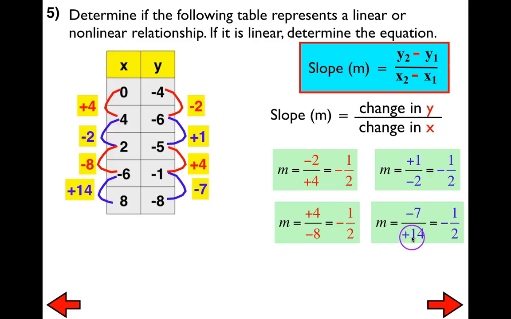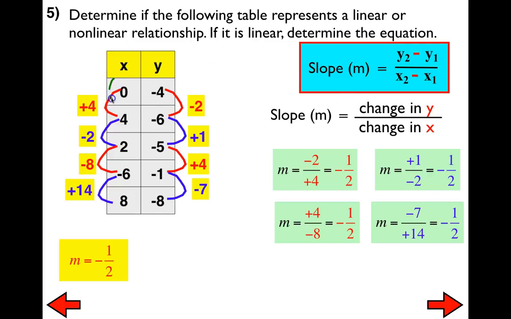So guess what? This one is linear. Why? Because all the ratios are equivalent. And because it's linear, they're asking us what the equation is. So m is -1/2. We determined that. We need to figure out what b is.